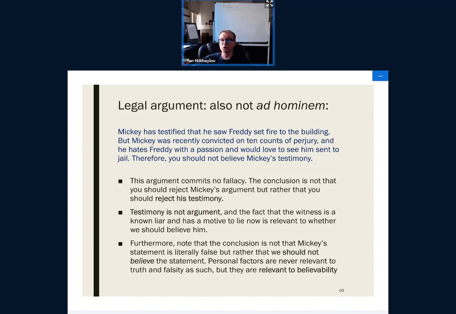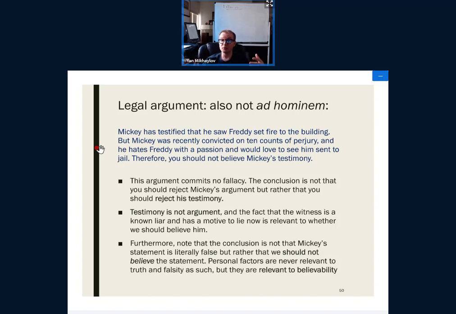In court sometimes too, for example, if it's a witness testimony, a lawyer can say, Mickey has testified that he saw Freddy set fire to the building, but Mickey was recently convicted on 10 counts of perjury and he hates Freddy with a passion and would love to see him sent to jail. Therefore, you should not believe Mickey's testimony. Now, is this a fallacy? No, because it's actually relevant again.